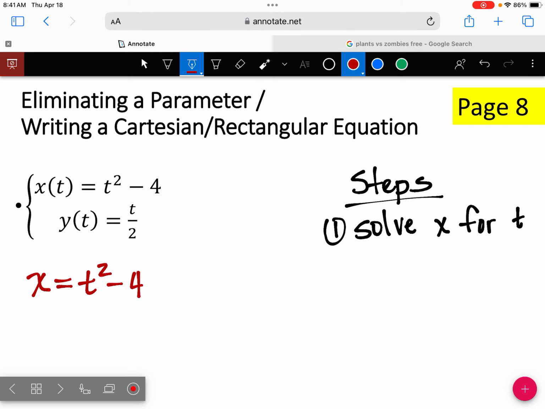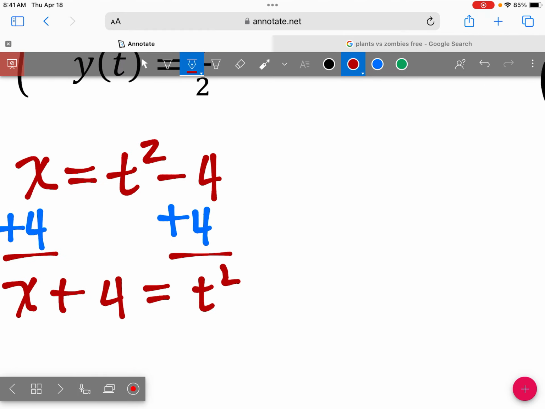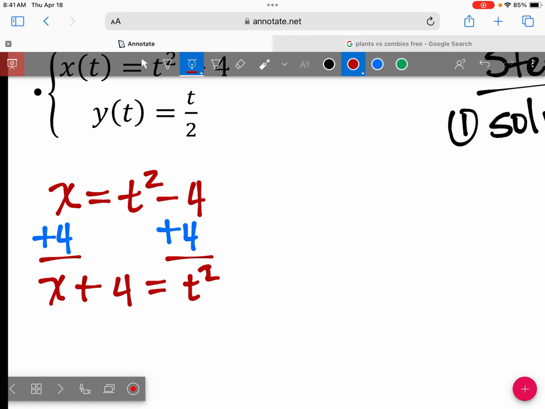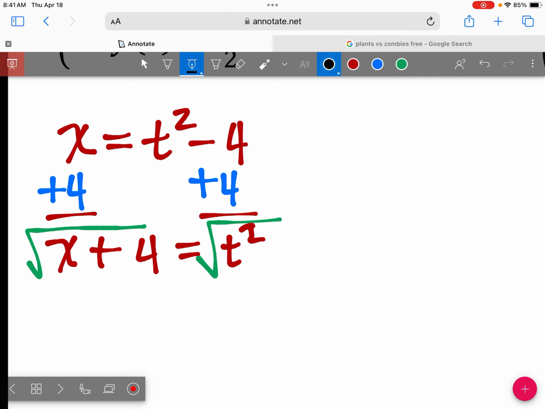So in this equation, I have x equals t squared plus 4. How am I going to solve this for t? What would be my first step? Add the 4. And then how do I get rid of the square? Take the square root. Good, yep. Okay, so I'm left with plus minus the square root of x plus 4 equals t.